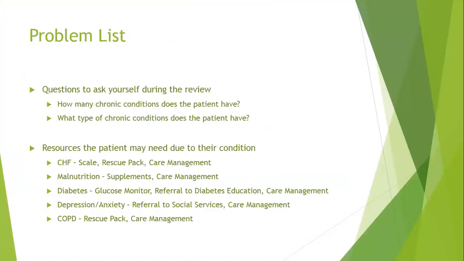Malnutrition may need supplements and care management. Diabetes, a glucose monitor, referral to diabetic education, and care management. Depression or anxiety, referral to social services. Don't forget the care management. COPD, a rescue pack, and care management as well. This is just a short list of those types of conditions that may need a resource. Please be aware that there is a long list of types of conditions as well as resources that they may need.